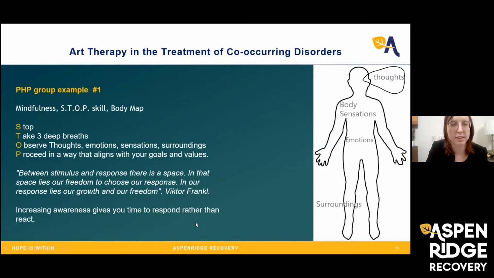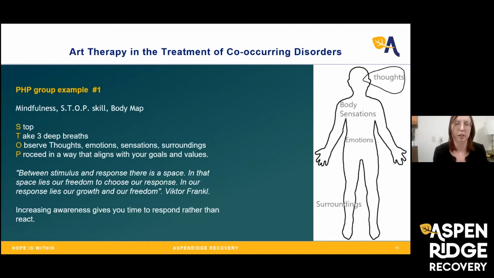One of those groups that I mentioned was mindfulness, STOP, and body map. And I will usually play a meditation for people that will set us up for the body map. But it's important to talk about mindfulness and what that is and why it's important for relapse prevention.